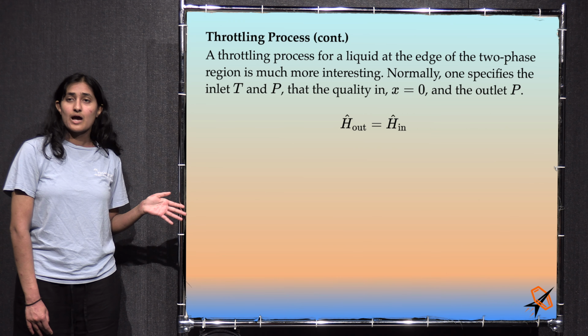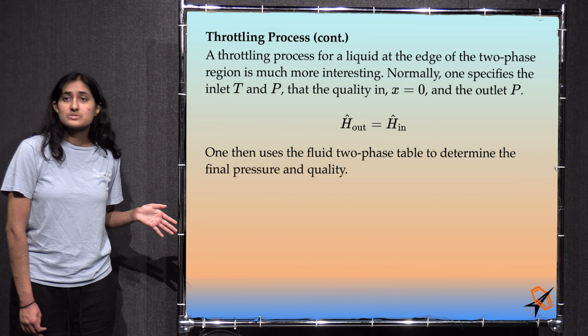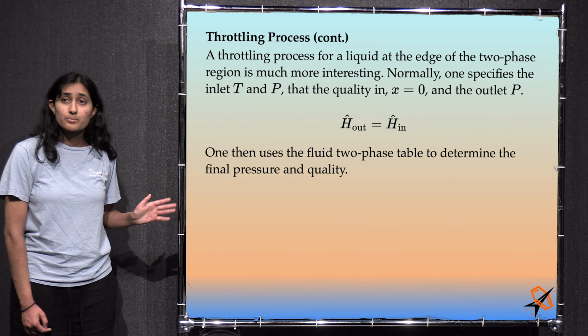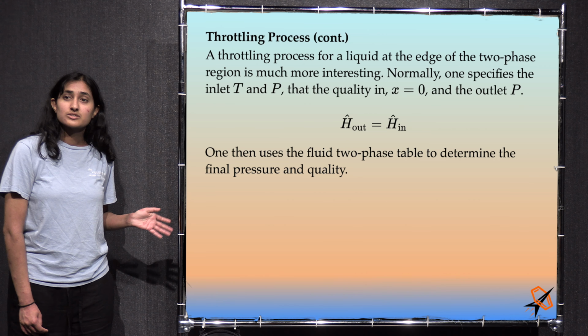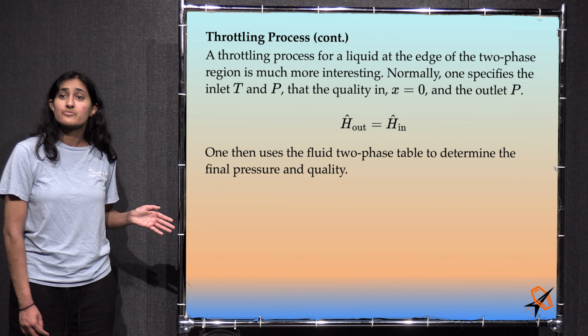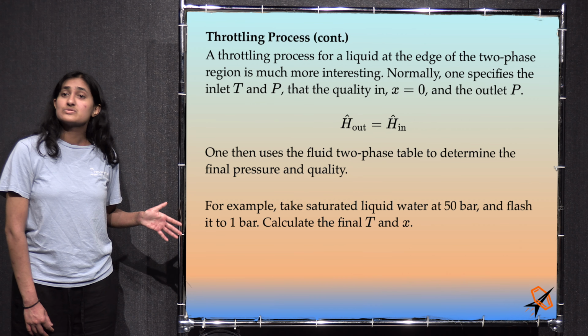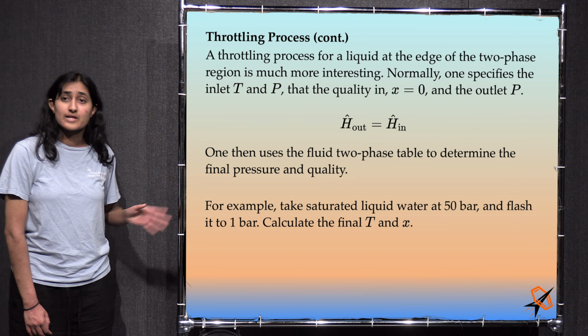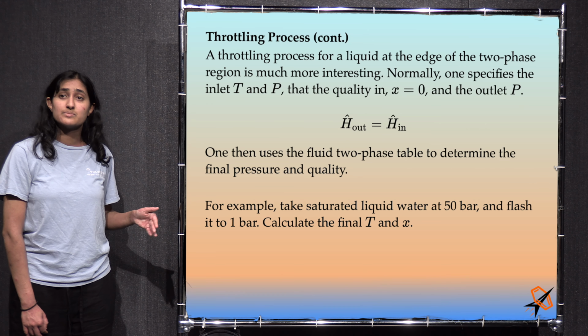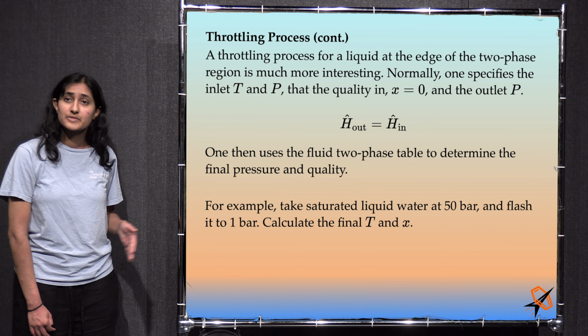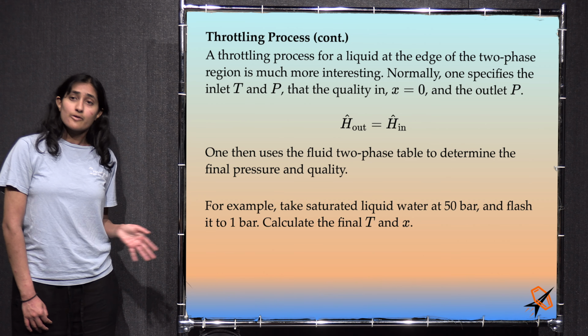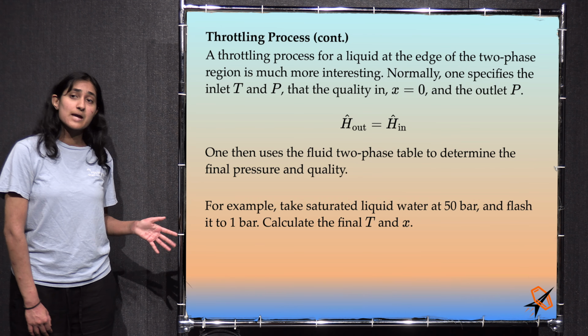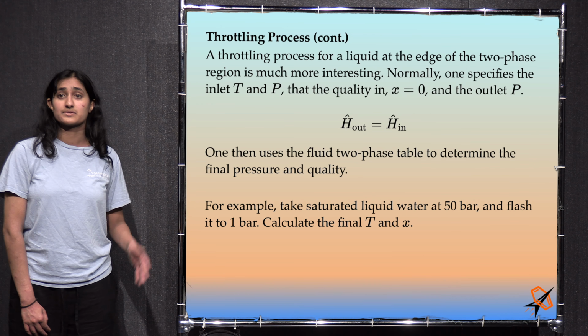That gives us H hat out equals H hat in. One then uses the fluid two-phase table to determine the final temperature and quality. Since we haven't looked at other refrigerant tables, we will look at steam for this example. For example, if you take saturated liquid water at 50 bar and flash it to 1 bar, then you will end up with a two-phase mixture of liquid water and steam. In our case, we want to calculate the final temperature and quality. You might have noticed earlier that a throttling process is used to flash a high-pressure multi-component mixture in a separation process.